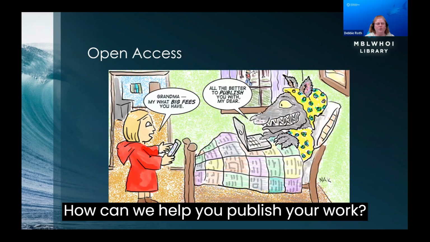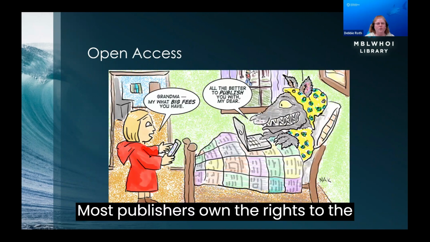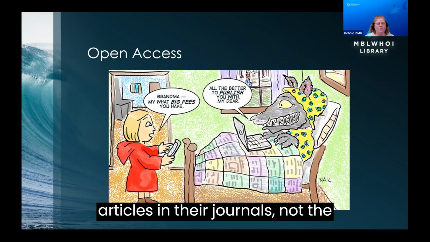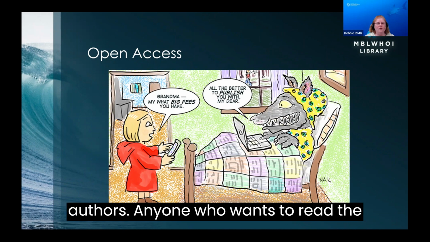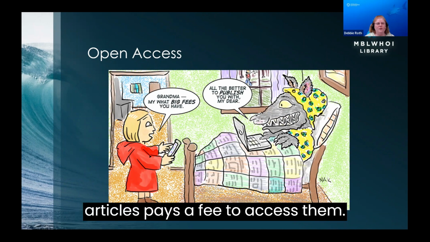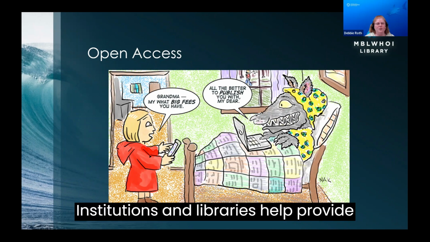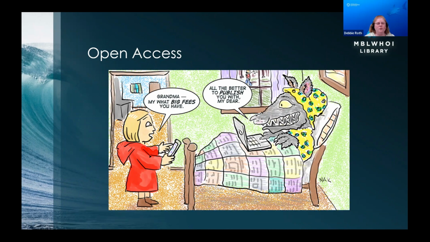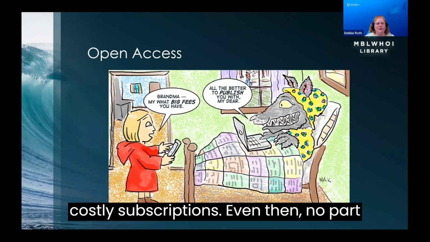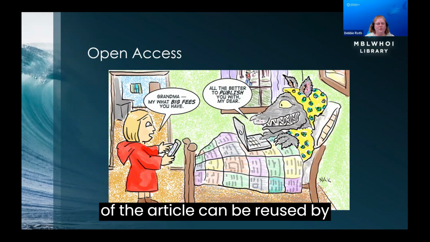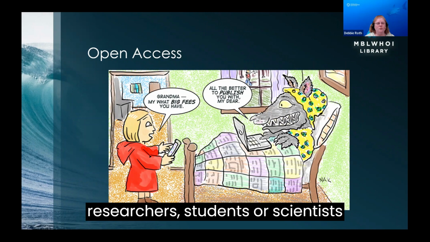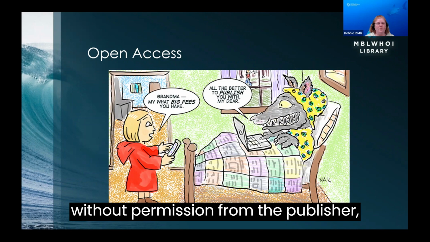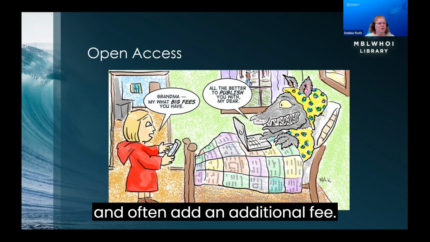How can we help you publish your work? Most publishers own the rights to the articles in their journals, not the authors. Anyone who wants to read the articles pays a fee to access them. Institutions and libraries help provide access to paywalled research through costly subscriptions. Even then, no part of the article can be reused by researchers, students, or scientists without permission from the publisher, and often at an additional fee.